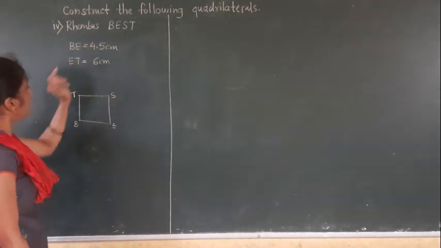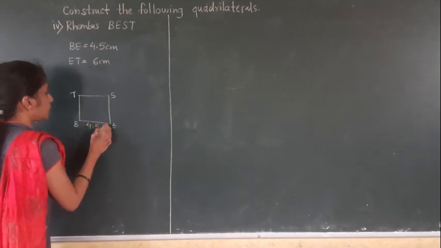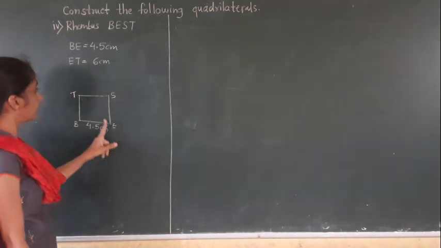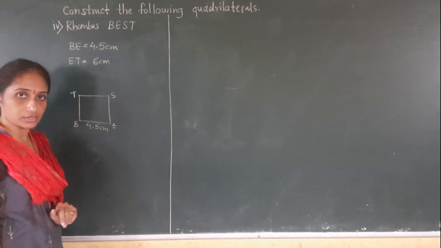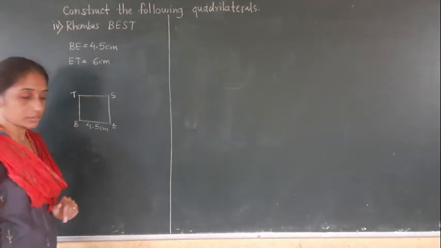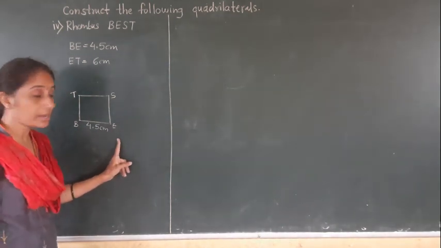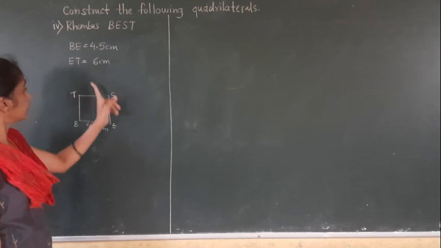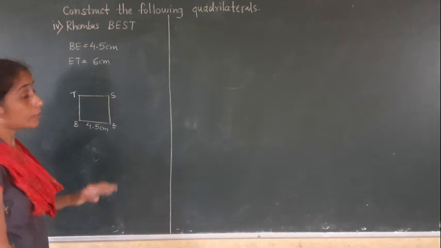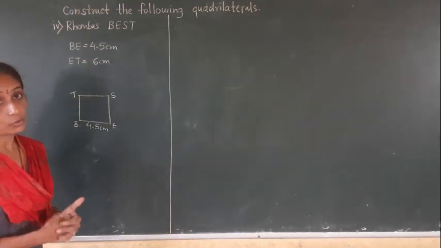Now BE, how much is it given? BE is given as 4.5 cm. And ET is given. ET means the diagonal is given. BE is 4.5 cm, and ET is this diagonal, which is given, and we have to construct. Now you are thinking, madam, only two measurements are given, how to construct the rhombus?